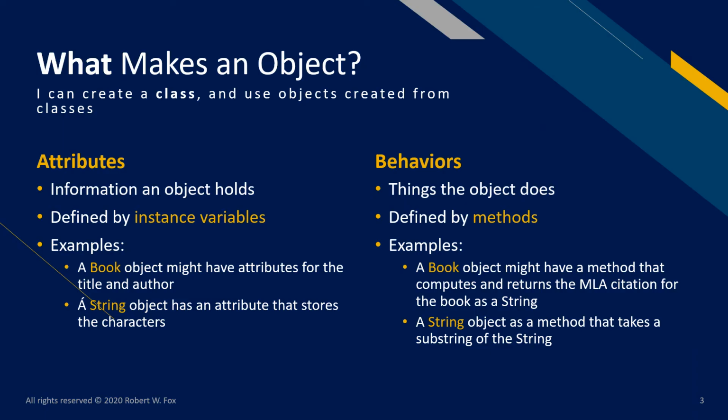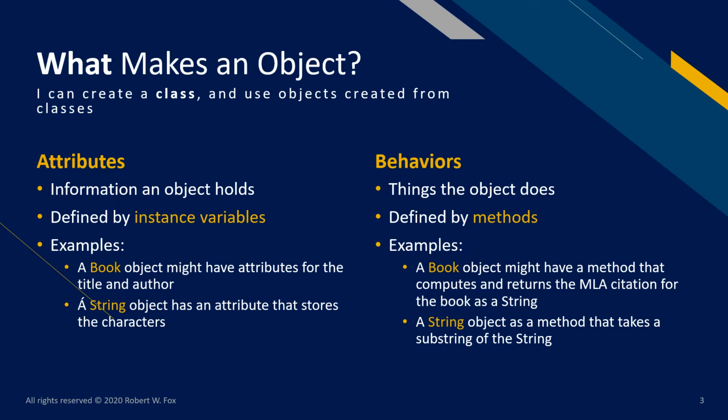As a review, let's just remind ourselves of what an object is made of, and it's really two things. The first is what the object has, which are its attributes. And attributes are simply information that an object holds, and we define these with instance variables. For example, a book object might have an attribute for the title and author, and those would be strings, right? String title and string author. A string object has an attribute that stores the characters. So attributes are what an object has, what information it knows.